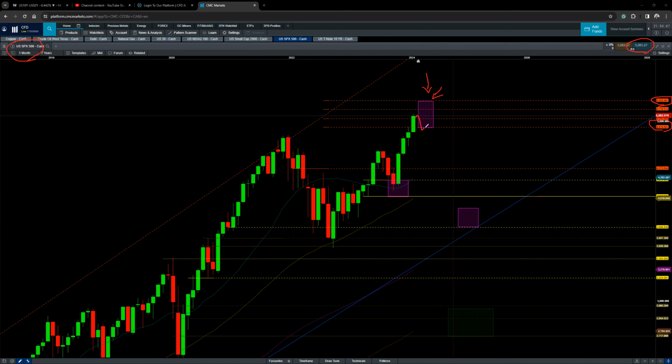So probably we'll get into the corrective move to here to test this breakout level. There are two levels that we can see. One is just the top of the market last January, somewhere around 4,800 to 4,900. But the better level that I have is just testing this breakout.